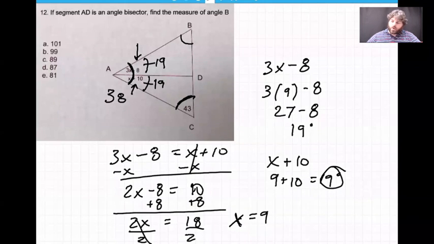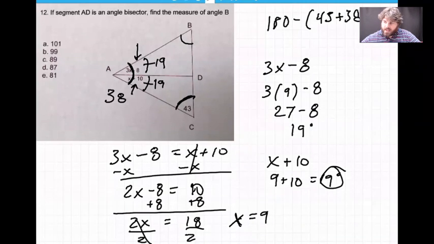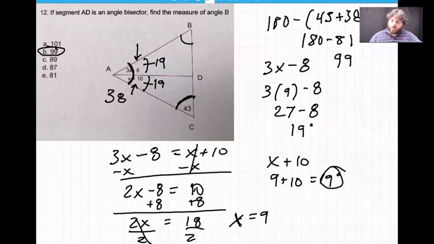This angle here is 43. So remember, we've only got 180 to use. I've already got 43 and 38. So that's 81. So 180 minus 81. It's going to be 99 degrees. So don't forget, the picture doesn't have to look like a 99-degree angle. I mean, that doesn't look like it, but these are not drawn to scale, and you can't assume anything. You have to just kind of go by what mathematically is correct.